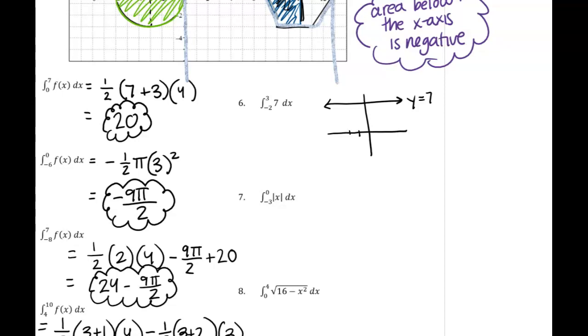And from -2 to 3, if we make a rectangle out of this, that is what we have. So this area is just the area of a rectangle, right? And 2 plus 3, this is 5. The height is 7. So the area under the curve is 5 times 7, which is 35.